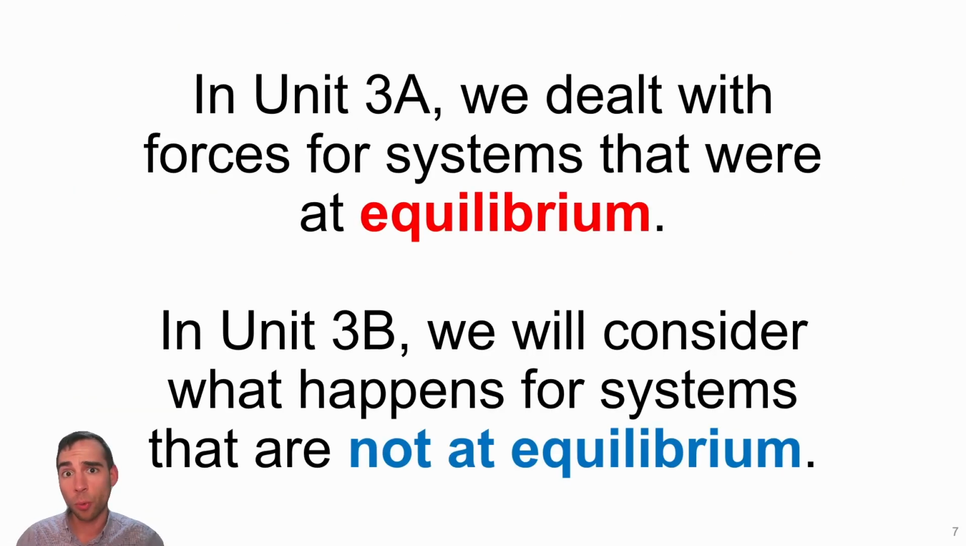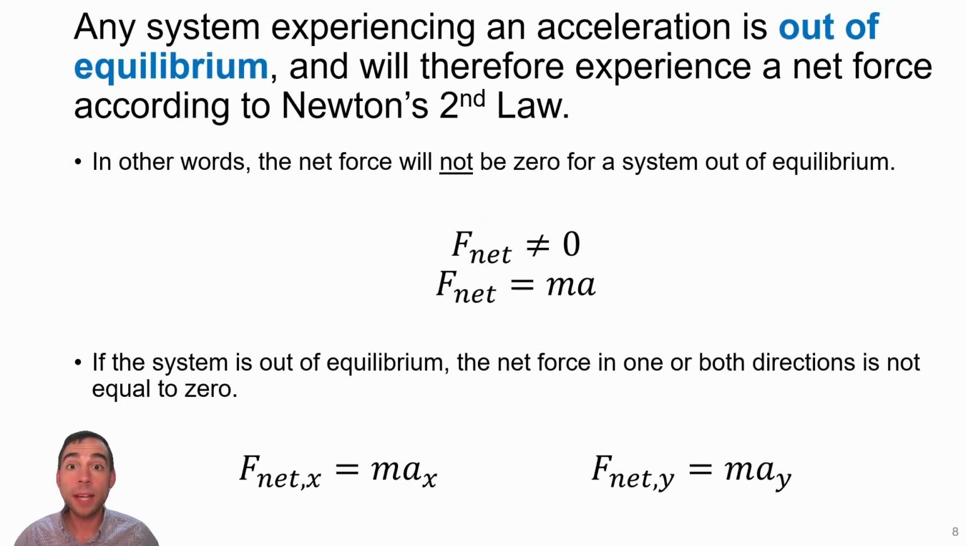Now remember, in Unit 3A, we only dealt with systems that were at equilibrium. That meant all the forces in either the horizontal direction or the vertical direction canceled each other out. But now we will move into situations where an object is out of equilibrium. That basically means that the object will be accelerating. Let's revisit our discussion of equilibrium now for situations where we are out of equilibrium. When we were in equilibrium in the past, that meant that the net force, the total sum of all the forces in their respective directions, was zero.